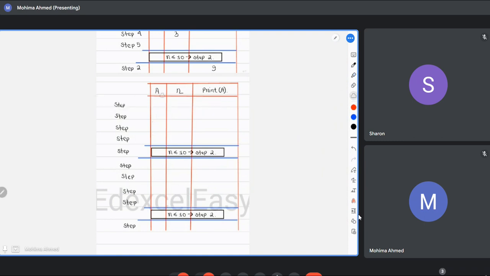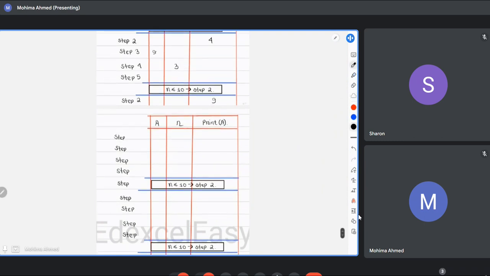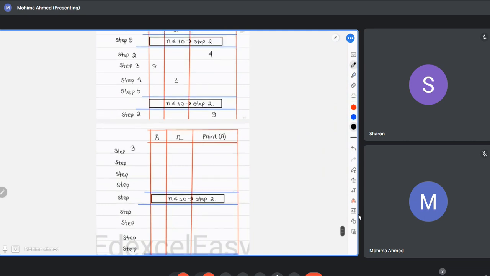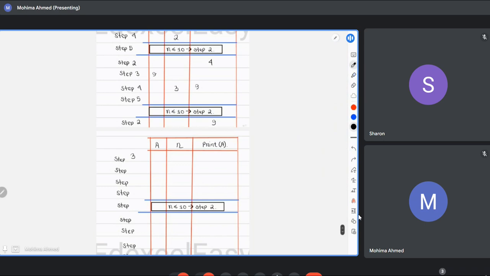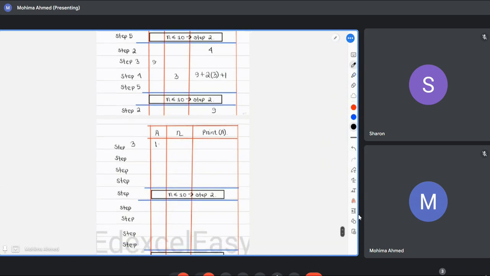Okay. Now for this one, this is going to be step 3. And in step 3 again, we print a, right? Sorry, no, the value for a was a plus 2n plus 1. So this time the last value for a was 9 and n was 3. So it will make it 9 plus 2, 3 plus 1. That's 9 plus 6 is 15. Yeah, 15 plus 1 is 16. So you get the step 3 value as 16.